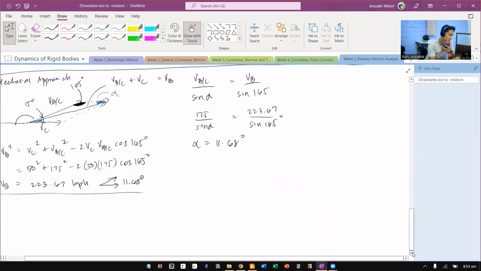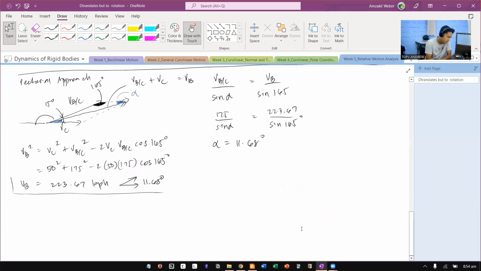Okay, let's do it again. That's exactly the same steps. First, we have to draw the line. This is VA, this is 200. And the angle now is not 15 but 11.68 degrees, exactly the same again. But what we want is BA relative to B, meaning the arrows are at the heads of B.